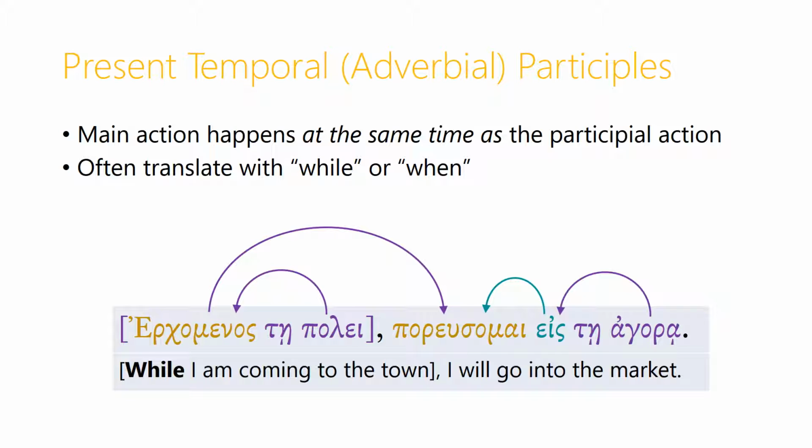In this case, the main verb is future, I will go, and so the time of the participle erchomenos will also be future. While I am coming, which is how we would express the accompanying action in the future in English, while I am coming to the town, I will go into the market. But if we had a past tense, and say an aorist verb as the main verb, then erchomenos would still be taking place at the same time as the main verb, just in the past.